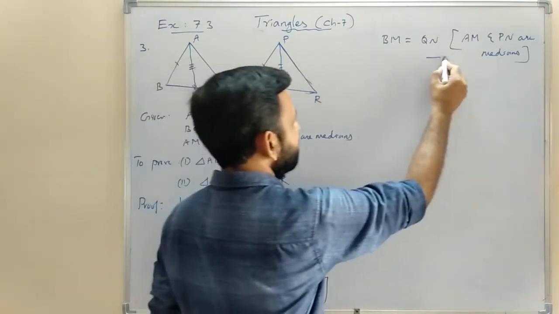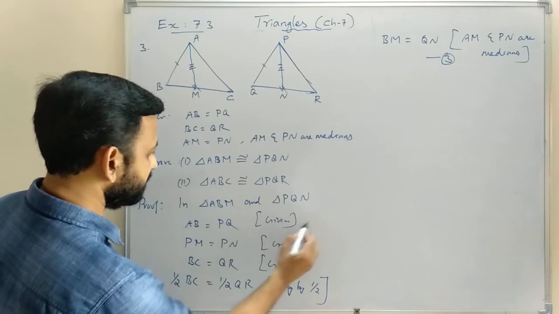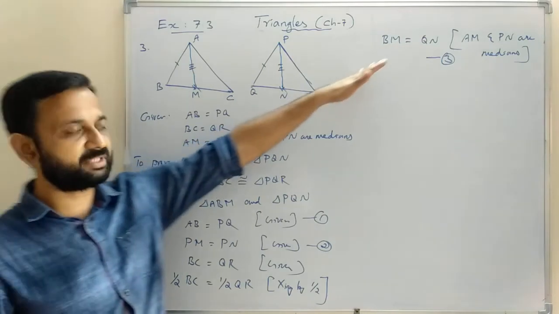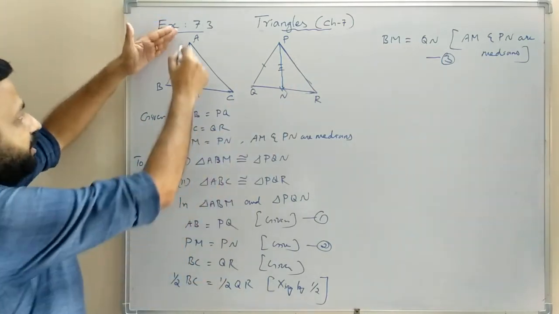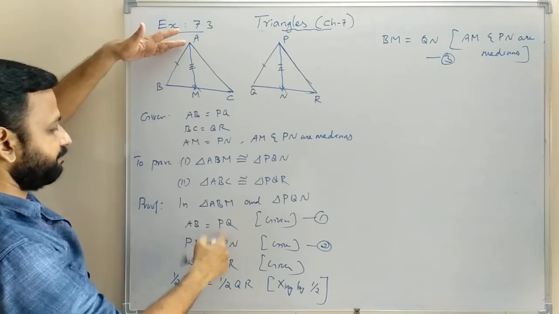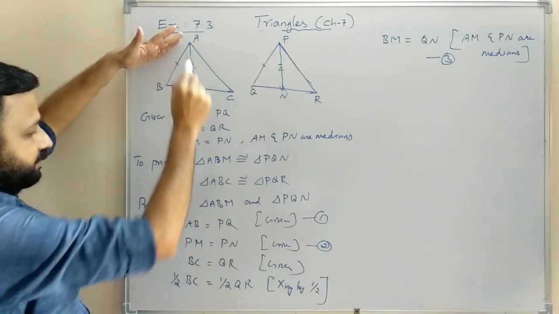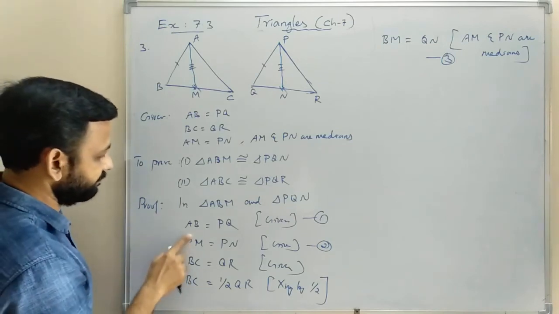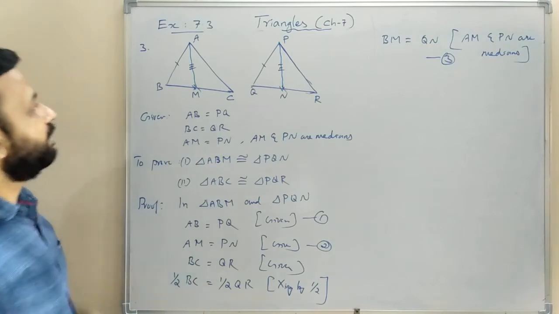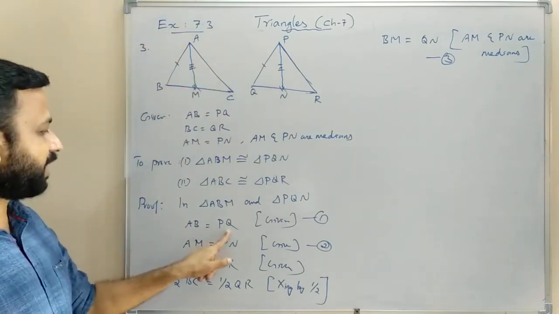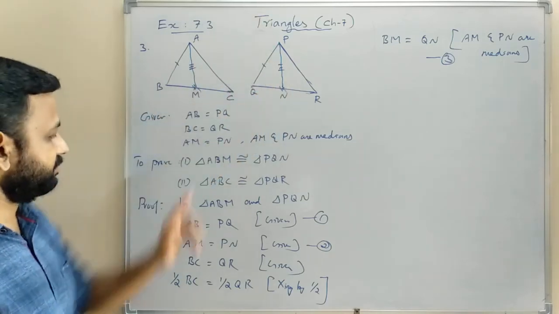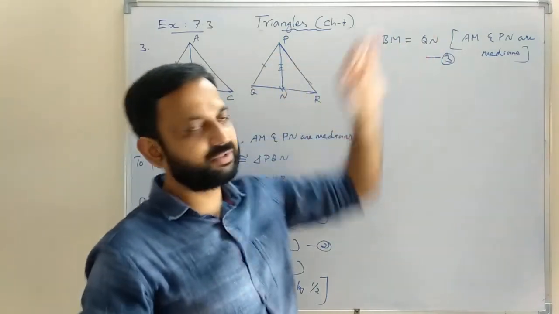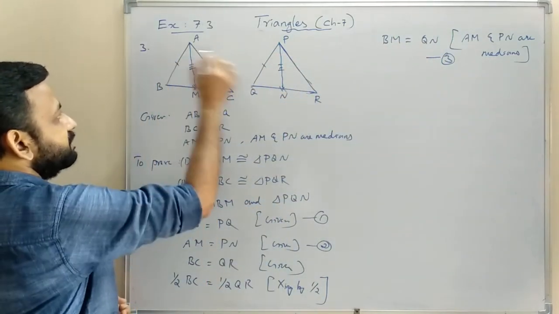So this is equation number 3, this is equation number 1, and this is equation number 2. When we compare those equations, here AB equal to PQ, that is equation number 1. Sorry, here I have written PM, this is actually AM. Then AM equal to PN, that is equation number 2. Then BM equal to QN, that is equation number 3. So all the three sides are equal.